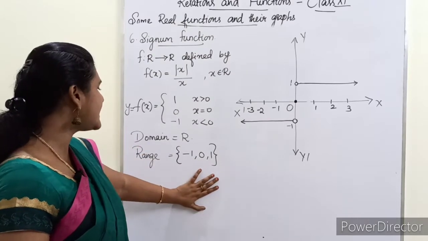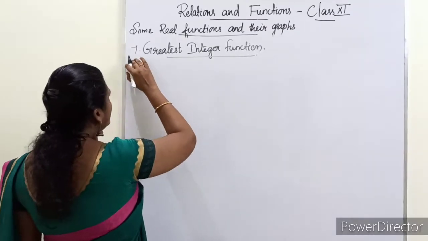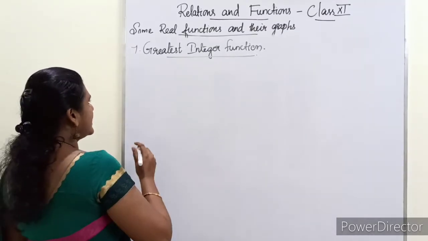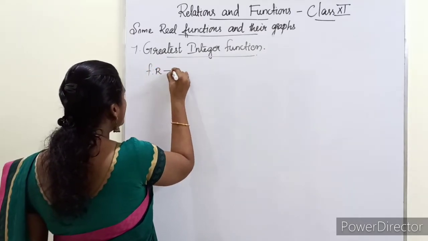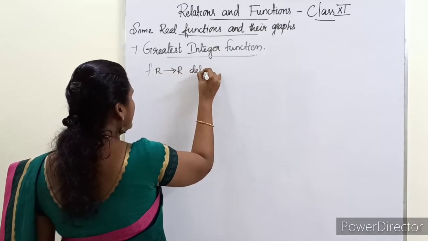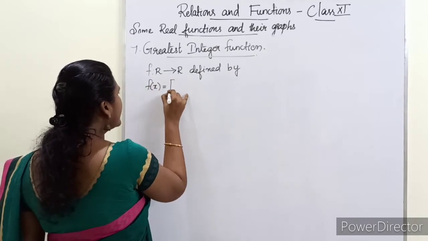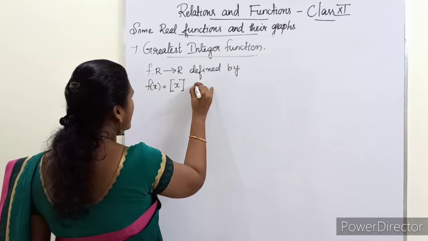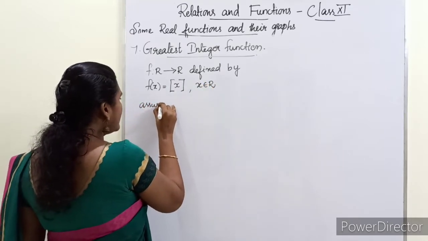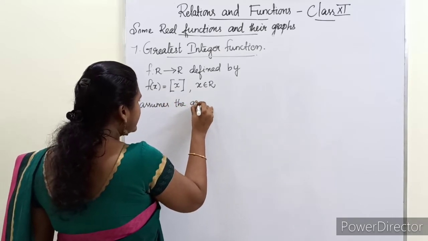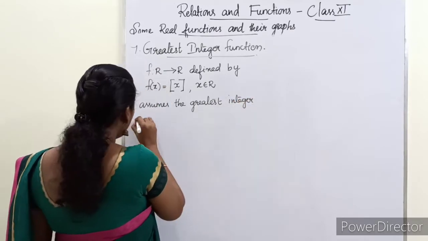So now we have completed signum function. Then the last function, greatest integer function. So seventh one, greatest integer function. So what do you mean by greatest integer function? So f from R to R defined by f of x is equal to greatest integer function x, where x belongs to R. Its meaning, f of x assumes the greatest integer less than or equal to x.